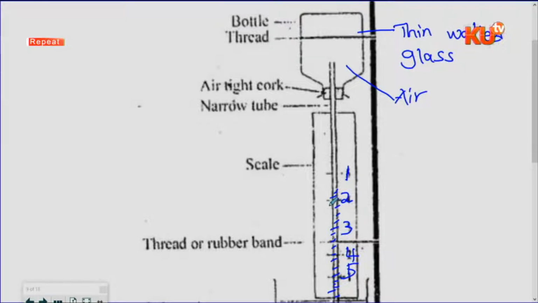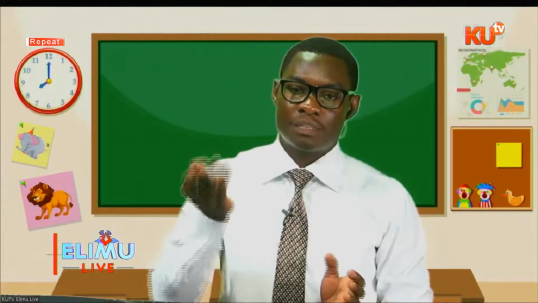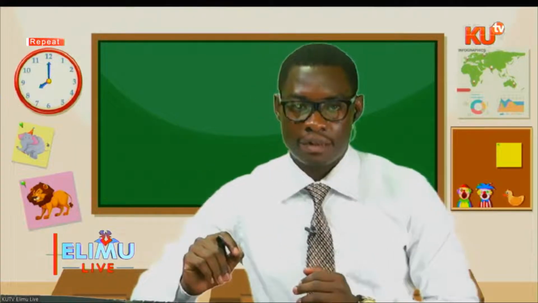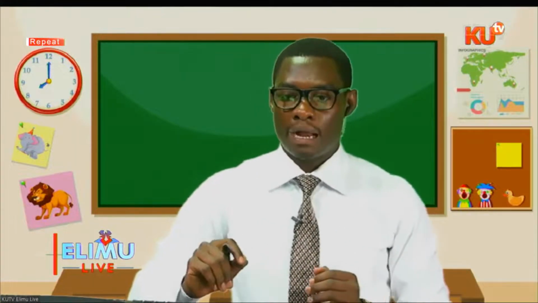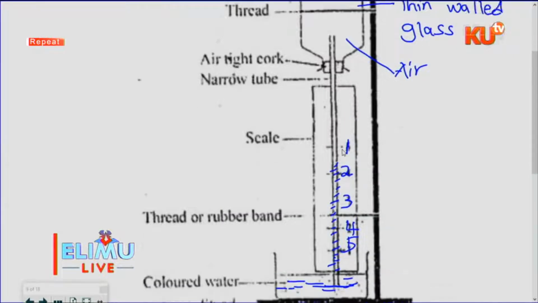But the opposite is also the same. When the temperatures are too low, the air inside the glass bottle gets cooled. So because it gets cooled, it contracts. As it contracts, the air gets pushed upwards. So as the air gets pushed upwards, then we have a lower reading on the scale. Remember, the scale runs from up to down. So we can have a look at the diagram.